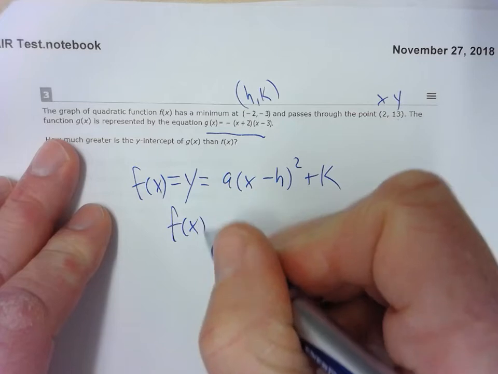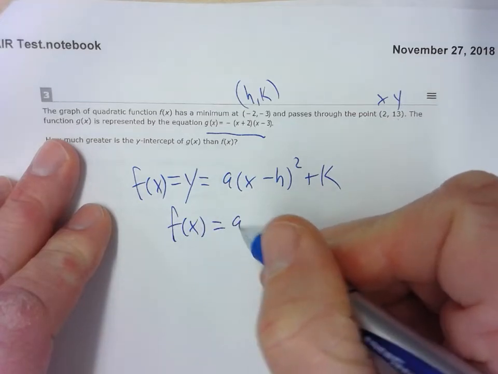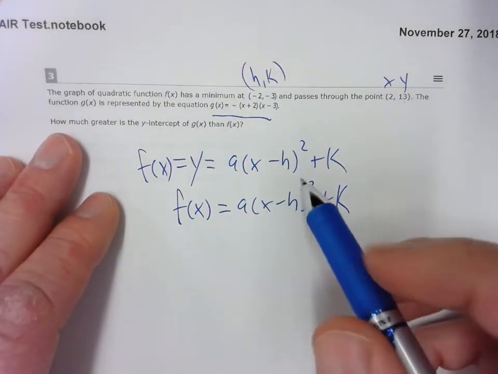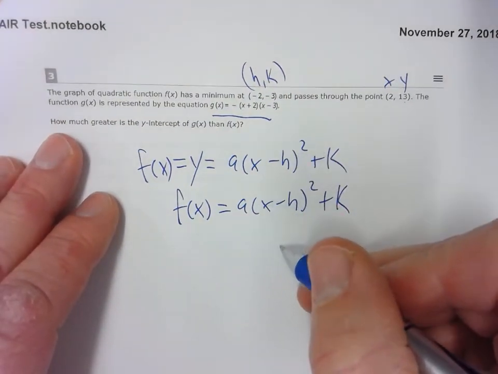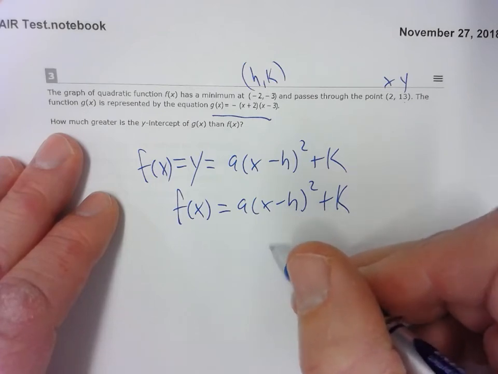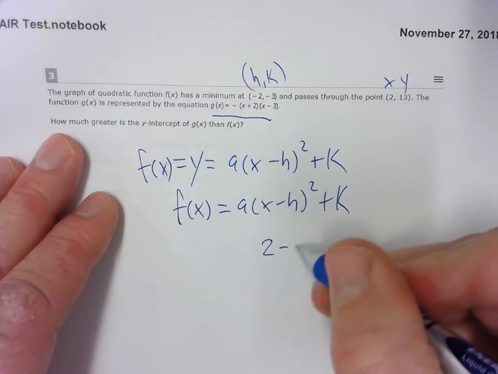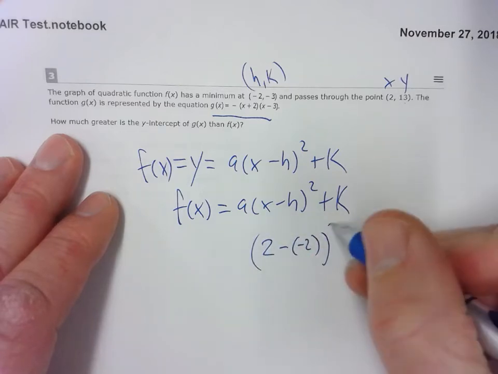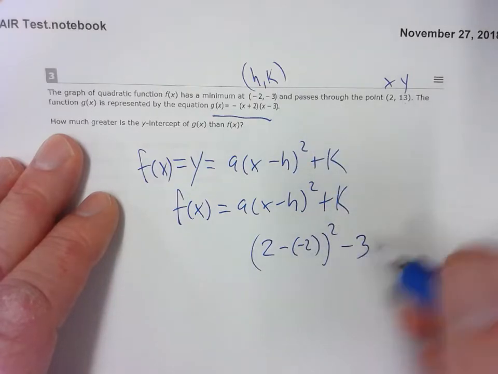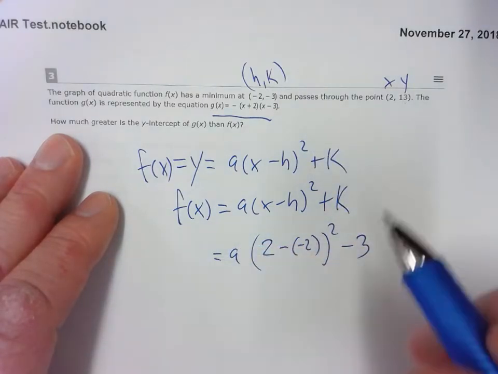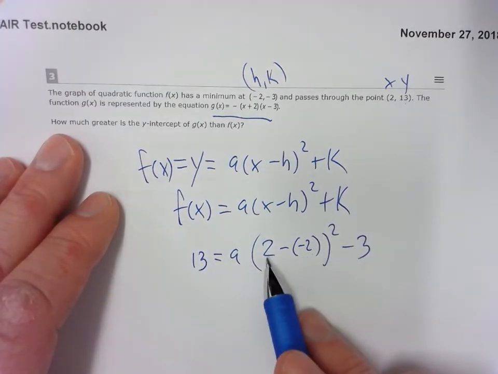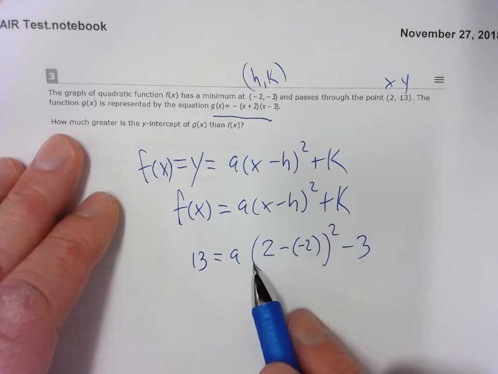So f of x is equal to a(x minus h) squared plus k. So we're going to put in the h and k. So we have h is -2, so it's a double negative there. So that's going to be, and the x value is 2, so it's going to be 2 minus -2 squared. So the x is 2 and the h is -2. K is -3, and then a, and then the output of the function is 13. So that's my y value. So there's my x and y and my h and k. And I have to solve for a.